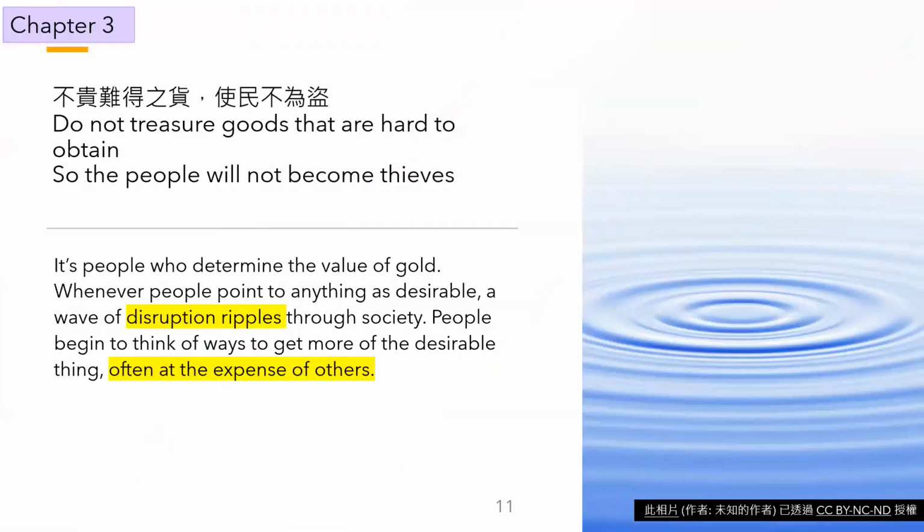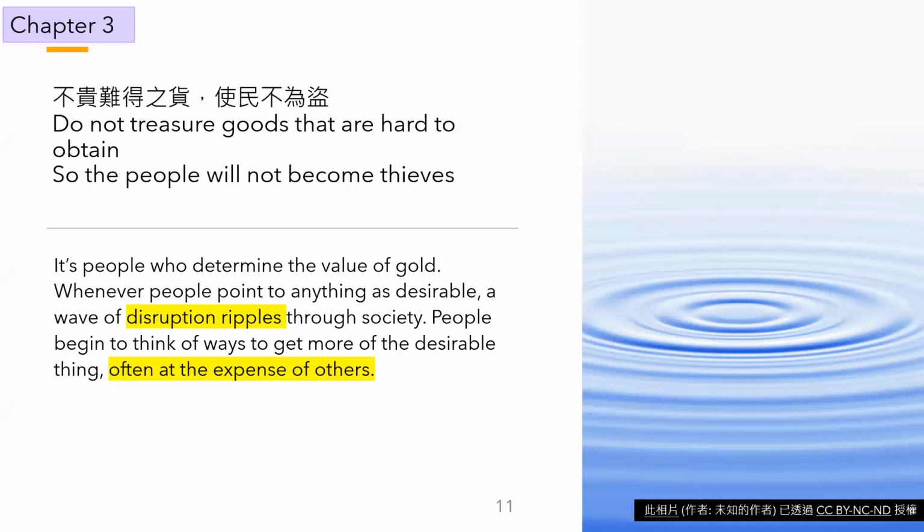So when it's we humans who make the gold so valuable, and when we point to anything as worthy to have, as desirable, note the picture here. There is the wave, the ripple. When we point to something as desirable, we are throwing a stone into a peaceful lake, into our heart. Originally, our heart is peaceful, just like a peaceful lake. But when we have desires, it's just like we throw a stone into it, and then a wave of ripples appears. And the desires in our hearts are just like ripples, which disturb our peaceful heart.